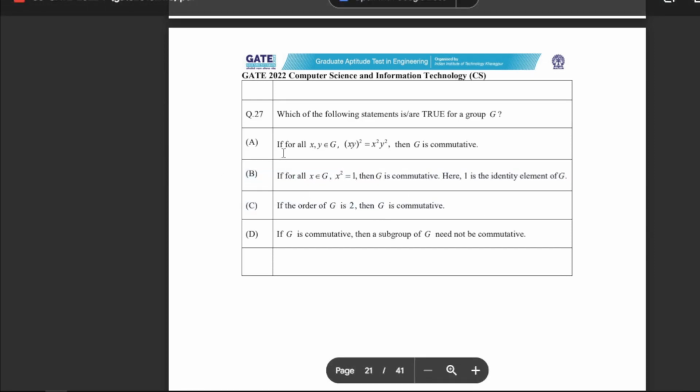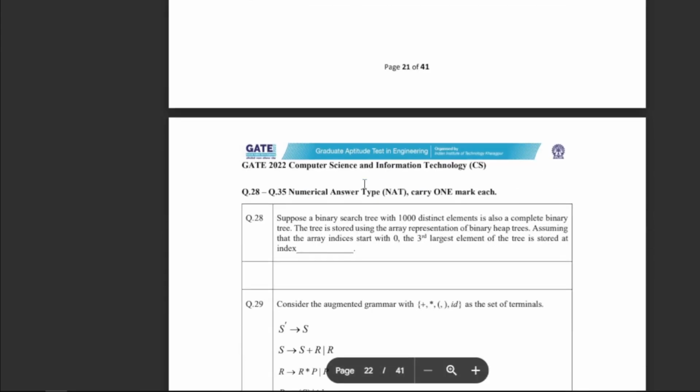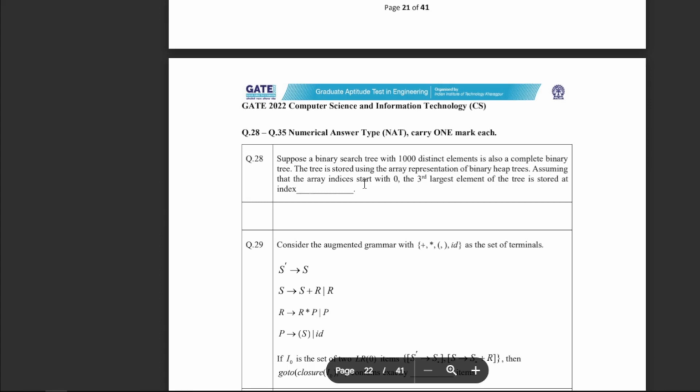This is also true. So if G is commutative, then a subgroup of G need not be commutative. No, this is not true. So A, B, C will be our answer here. Now 28 is our numerical type question, right?